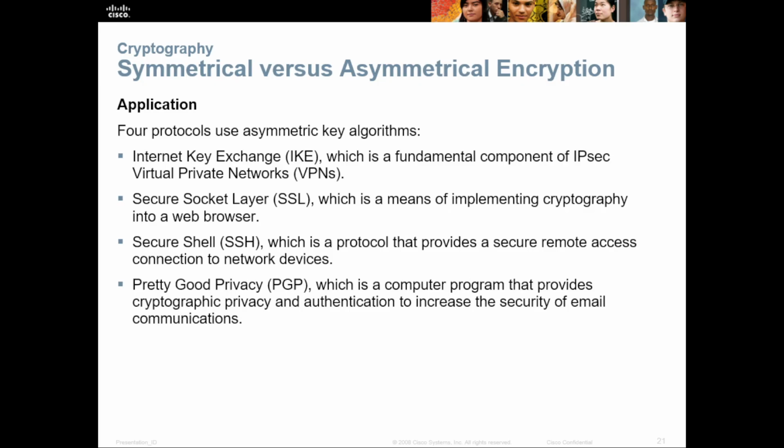So four protocols use asymmetric key algorithms. The IKE, which is the Internet Key Exchange, and it's a fundamental component of the IPsec VPN. Alright, we also have the SSL, which is a means of implementing cryptography into web browsers. Then we have the SSH, and SSH is a protocol that provides a secure remote access connection to network devices. Alright, so we want to have access to a server remotely, use SSH. Then you also have PGP, which is pretty good privacy, is a computer program that provides cryptographic privacy and authentication to increase the security of email communication.